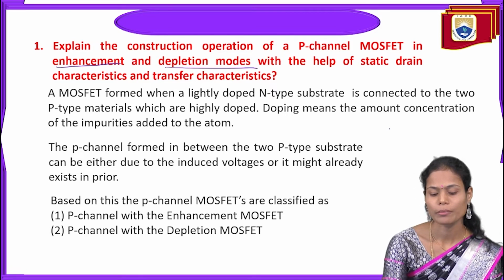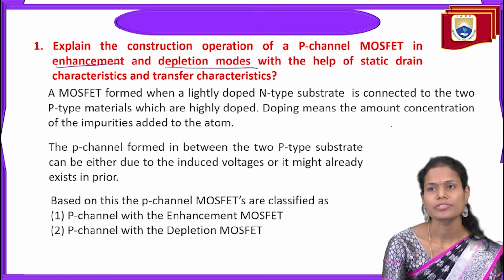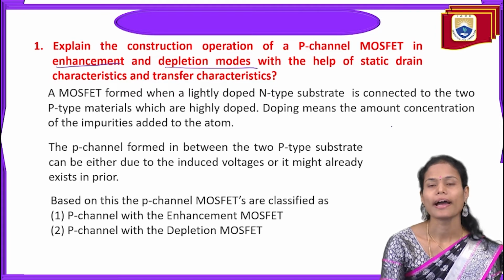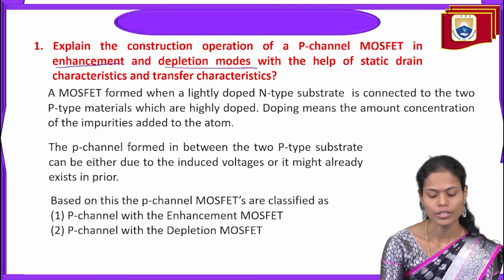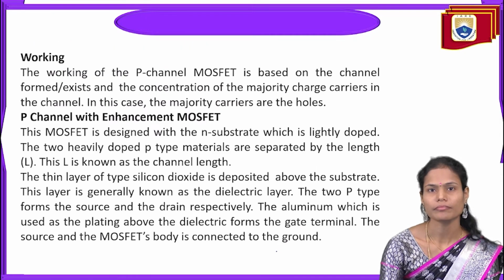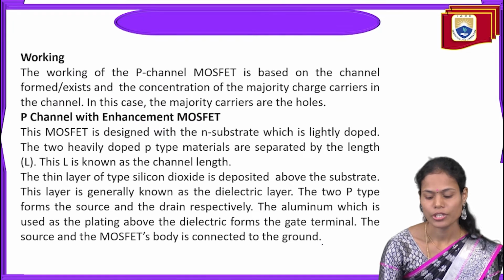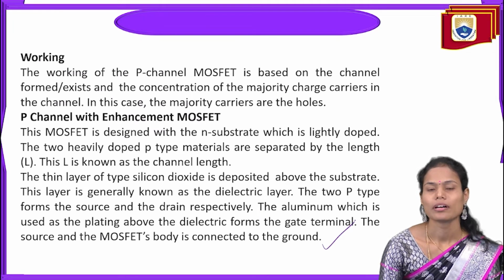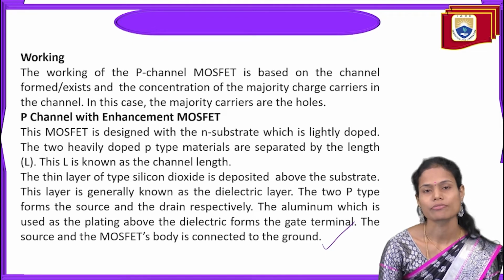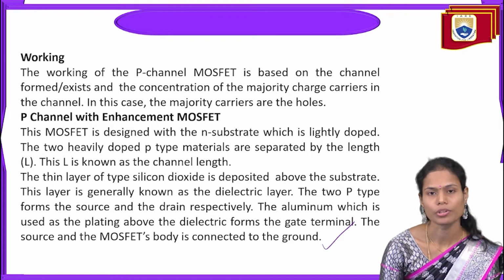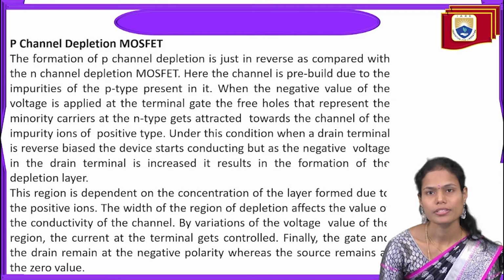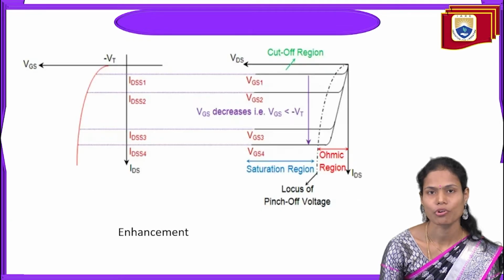So here we need to explain both types of MOSFETs: the construction of the enhancement P-channel MOSFET and the depletion P-channel MOSFET, and also the operation of both MOSFETs and the transfer and drain characteristics of both. So here, the working of the P-channel MOSFET: how the current varies in the P-channel MOSFET whenever the VGS voltage and VDS voltage are varying. And next, similarly, the P-channel depletion MOSFET, how it is working and how it is forming here.